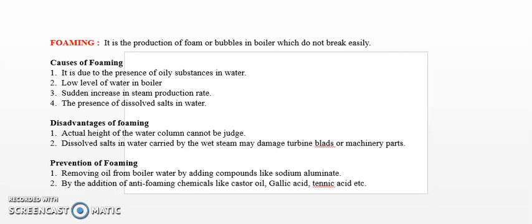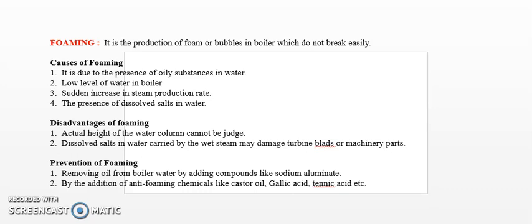Now, foaming. It is the production of foam or bubbles in boiler feed water which do not break easily. Causes of foaming: foaming is caused due to the presence of oily substances in water, low water level in the boiler, sudden increase in steam production rate, and the presence of dissolved salts in water.